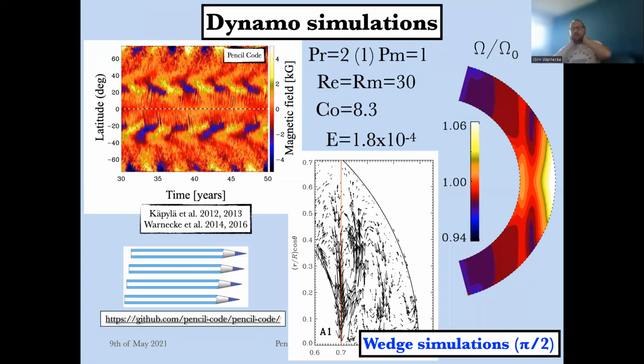So what we do is we take one of our, I would say, typical global convective dynamo simulations with the Pencil Code. Here's one example where you have a butterfly diagram, which looks a bit similar to the Sun. You have a differential rotation, which has these nose features, which seem to have become quite famous now, and a multicellular meridional circulation. And we do a wedge simulation, so we only take a quarter of a sphere so that we can push the resolution higher.